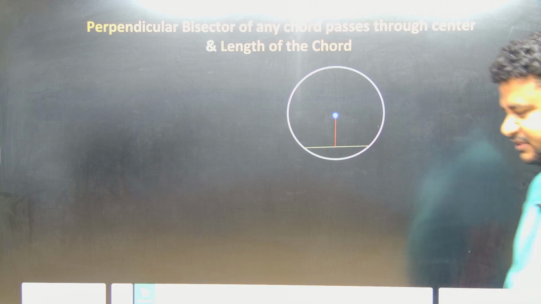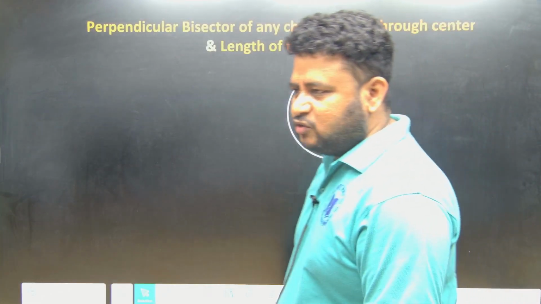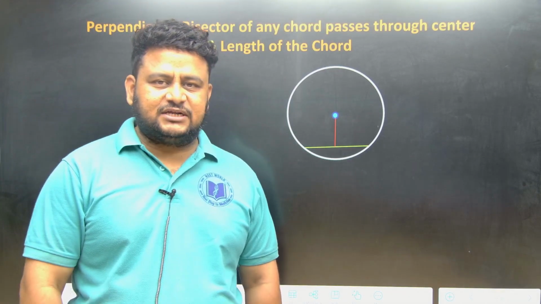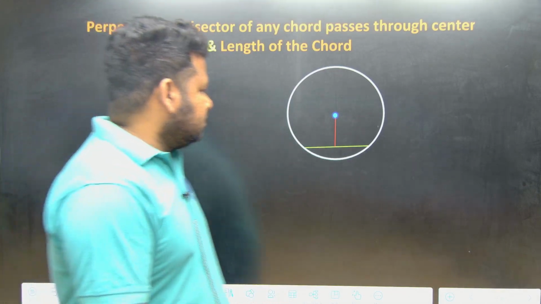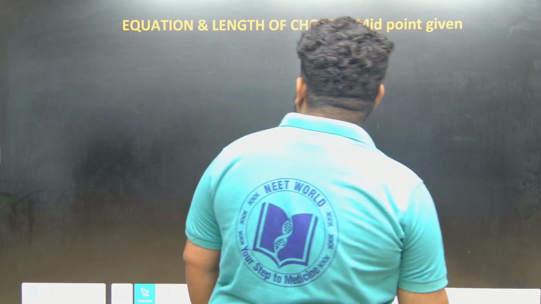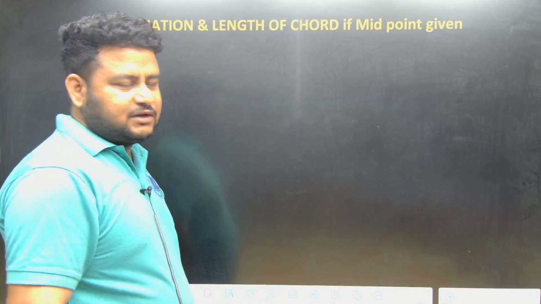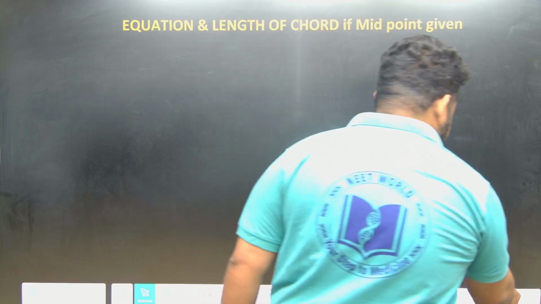By that we derived the length of the chord, that is nothing but equal to what, friends? That is equal to 2 times square root of r square minus d square, that is the length of the chord. Then we discussed the equation of the chord if the midpoint is given. If the midpoint is given, what the equation of the chord will be, that also we discussed.